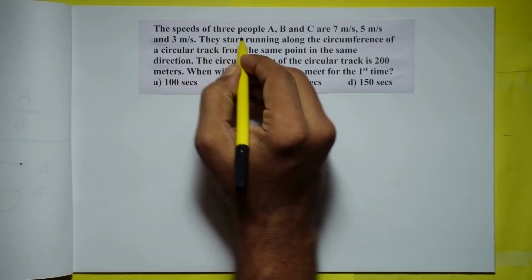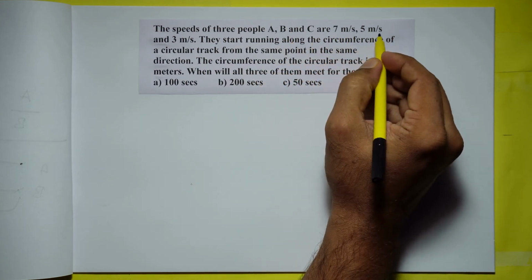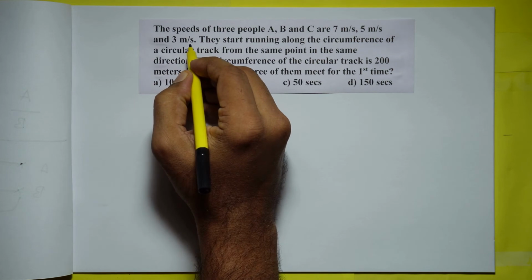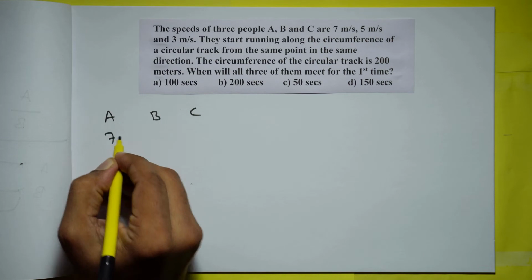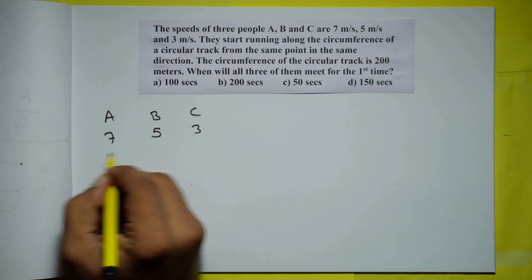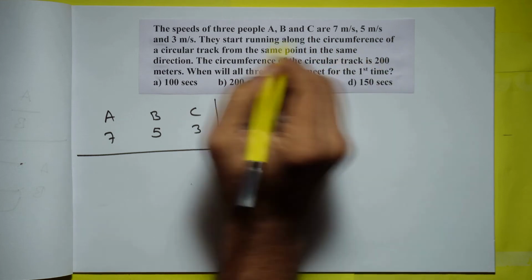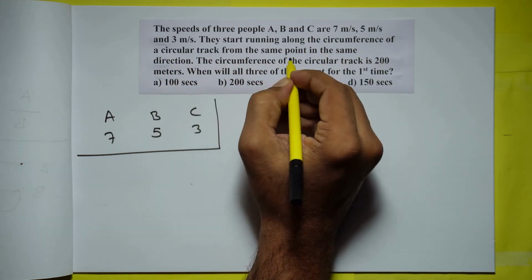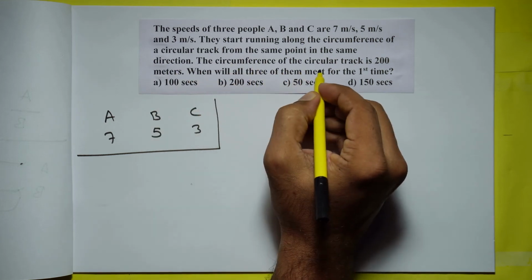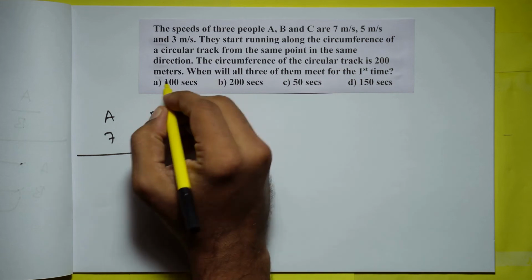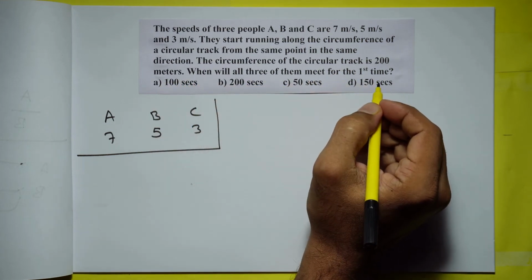The speeds of 3 people A, B and C are 7 meters per second, 5 meters per second and 3 meters per second. We'll just mark it here. A speed is 7, B speed is 5 and C speed is 3. They start running along the circumference of a circular track from the same point in the same direction. The circumference of the circular track is 200 meters. When will all 3 of them meet for the first time?